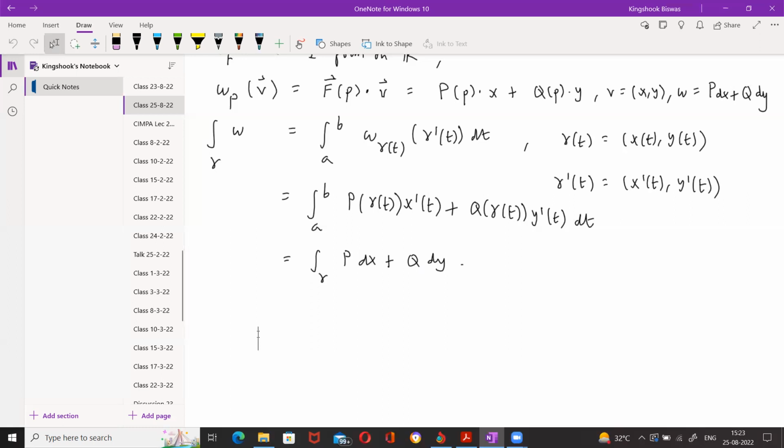So let me explain that. The flux of a vector field in R3 gives a two form in R3.